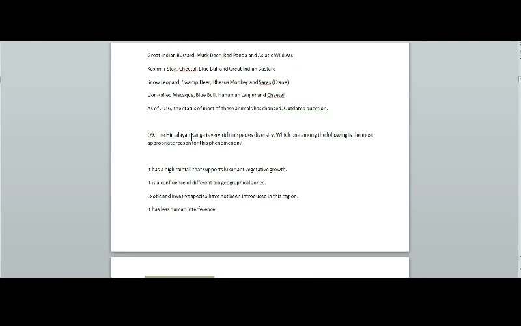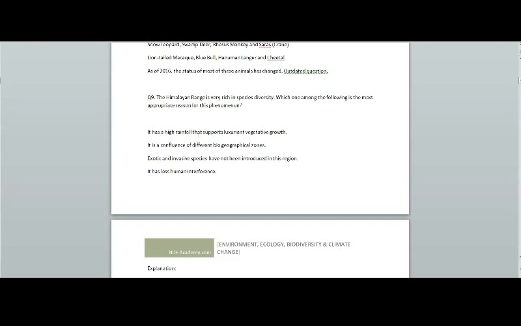Consider the following: photosynthesis, respiration, decay of organic matter, and volcanic action. Which of the following add carbon dioxide in the carbon cycle of Earth? 1 and 4, 2 and 3, 2, 3 and 4, or 1, 2, 3 and 4. Now photosynthesis takes out carbon dioxide from the atmosphere. The rest all add carbon dioxide.